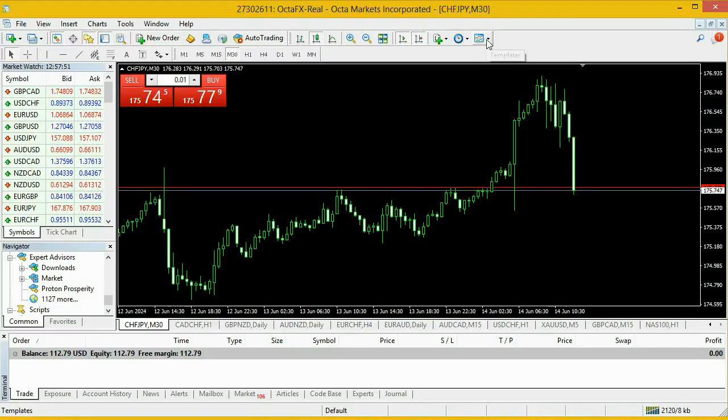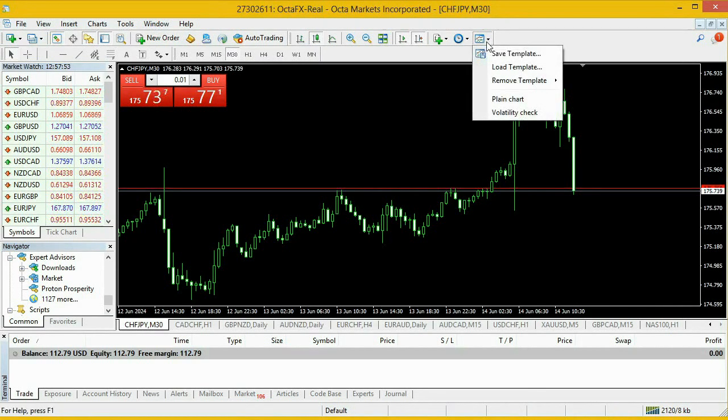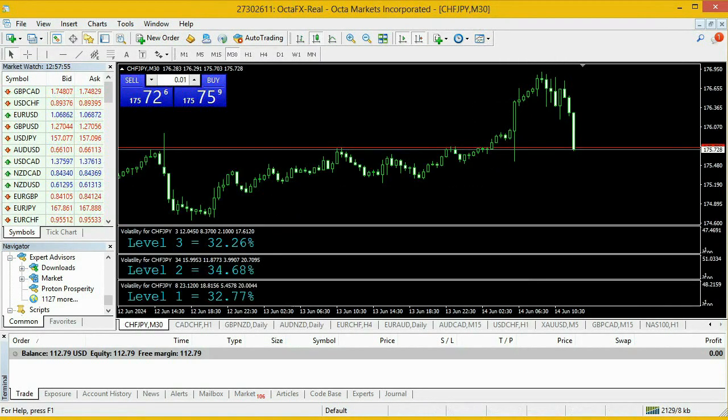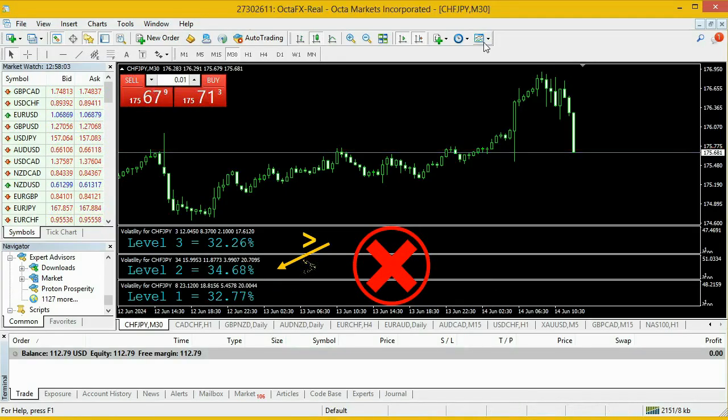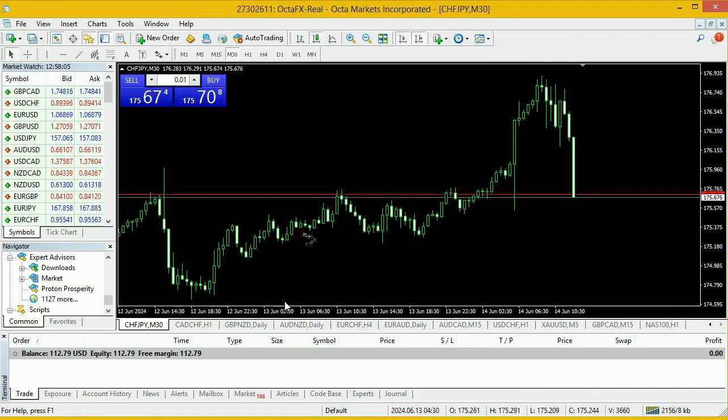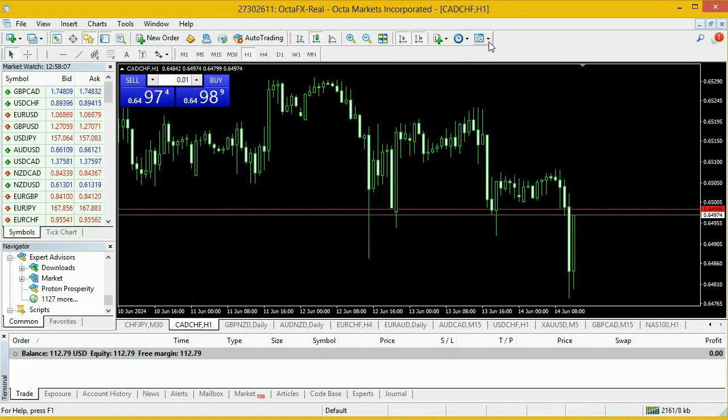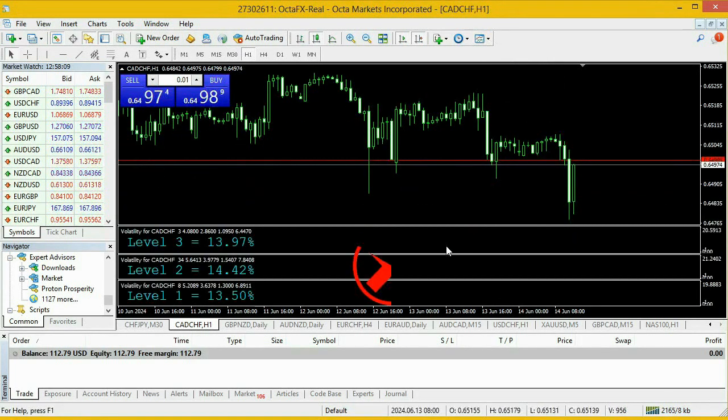There are times when the market is not in a conducive state for high probability trades, as you can see. Remember, level 2 must be greater than level 1 and level 3 must be greater than level 2, which is not the case in this instance. In such cases, we do not trade. No trade here.